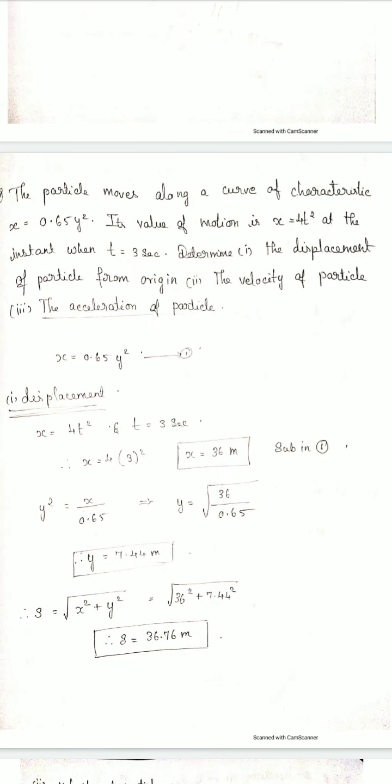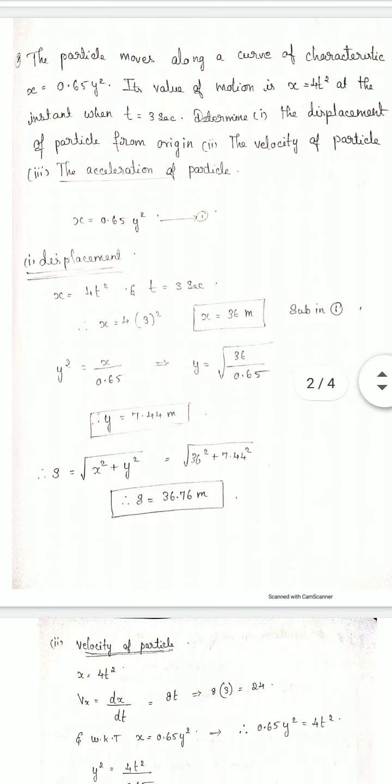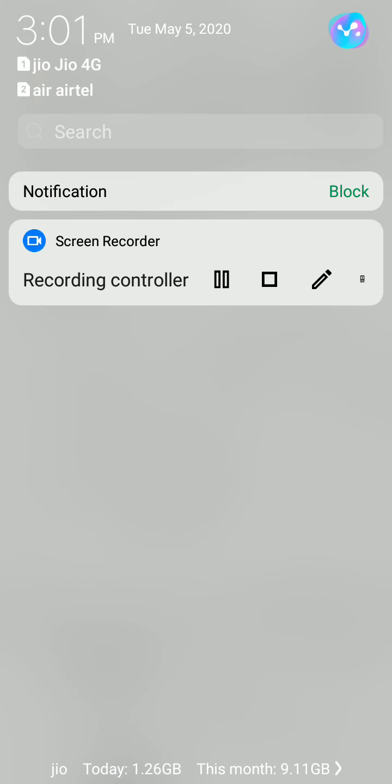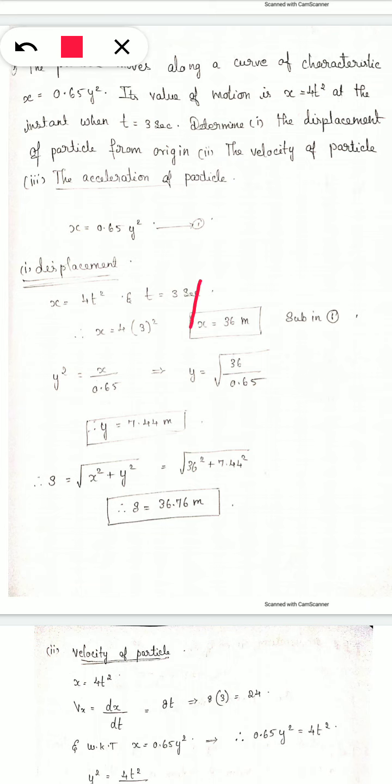The question says that a particle moves along a curve of characteristic x is equal to 0.65 y square. Its law of motion is x is equal to 4t square. At an instant when t is equal to 3 seconds, determine the displacement of the particle from origin, the velocity of the particle, and the acceleration of the particle. This is the question they have given. See, they have given x is equal to 0.65 y square. This is your normal equation.